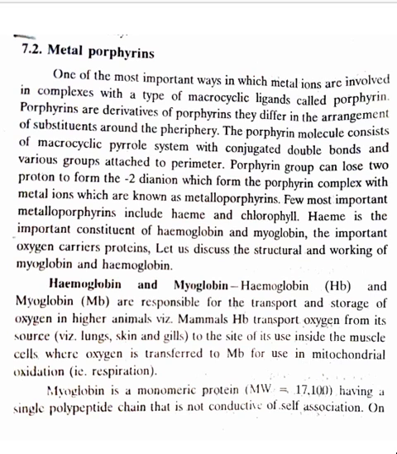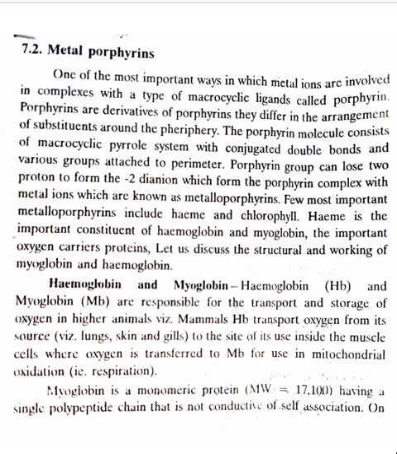Hemoglobin and myoglobin. Hemoglobin, which is represented by Hb, and myoglobin, represented by Mb, are responsible for the transport and storage of oxygen in higher animals. In mammals, hemoglobin transports oxygen from its source to the site of its use inside the muscle cells, where oxygen is transferred to myoglobin for use in mitochondrial oxidation.